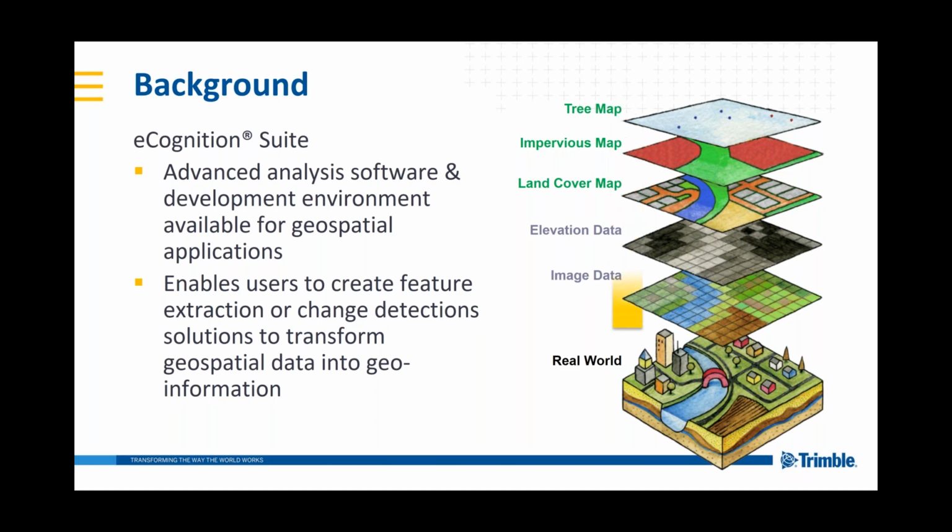So that means we can take our image data or elevation data, for example, combine these, and use this to explain and extract what's going on in the landscape, to create land cover maps. We can look at impervious surface maps, or even go after individual objects and extract single trees and things of that nature. That's eCognition in a nutshell. If you're really interested in getting more details, please visit our website, www.ecognition.com, and there's a lot of material there as well.